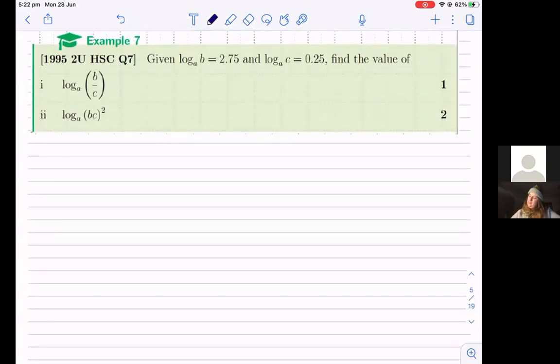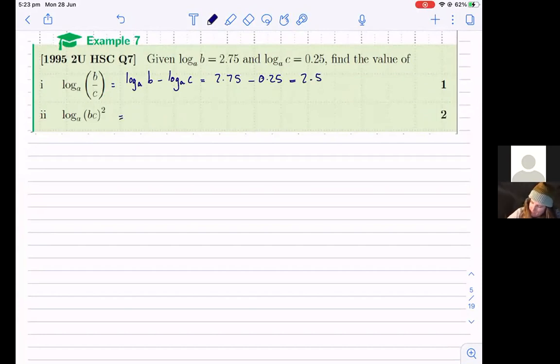Okay, this one is along the same deal. So log base a of b over c is the same as log base a of b minus log base a of c, which means we've got 2.75 minus 0.25, which means we've got, sorry, I can't do the maths bit of this maths, which means we've got 2.5.